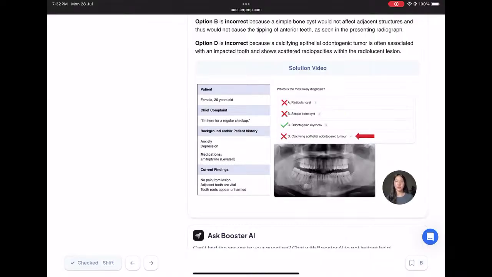Finally, we have a calcifying epithelial odontogenic tumor, and this is an incorrect answer because it will be radiolucent with radiopacities that represent the calcifications. So it won't look anything like the calcified septa that are throughout the odontogenic myxoma. It is generally associated with teeth, as we can see in the radiograph, and it can present as unilocular or multilocular lesions. So now we know what all these pathologies look like.